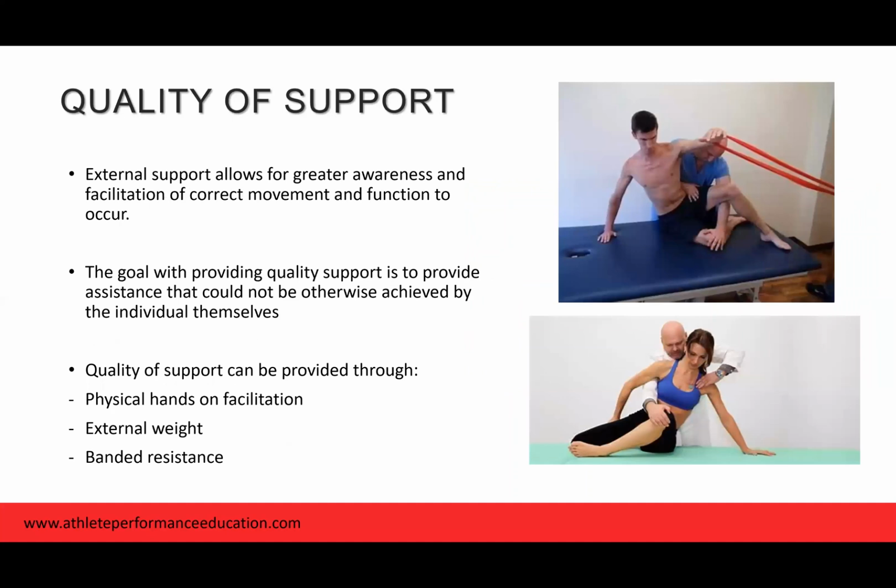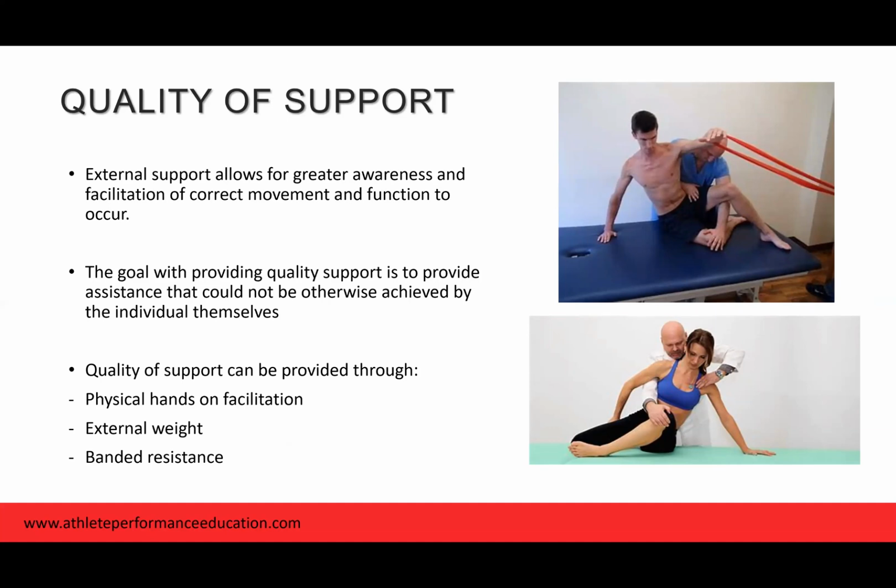Quality of support. So this involves the external support of an object, a person, facilitating the position. The goal with providing quality support is to provide assistance that could not be otherwise achieved by the individual themselves. So this is generally a regression when people are unable to facilitate the exercise that we're trying to get them to do or work on the functionality of what they're trying to improve, and we're trying to facilitate that position. So if they're unable to achieve the position that we're looking for them to get, then physical assistance is going to play a huge role in this.